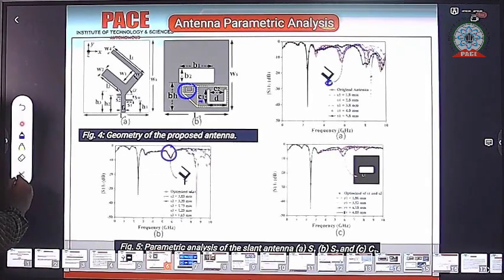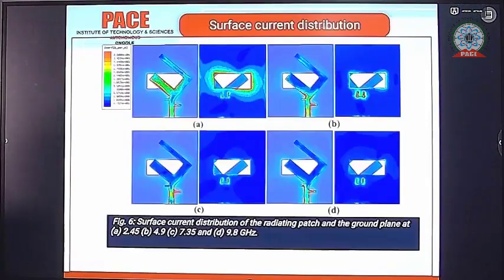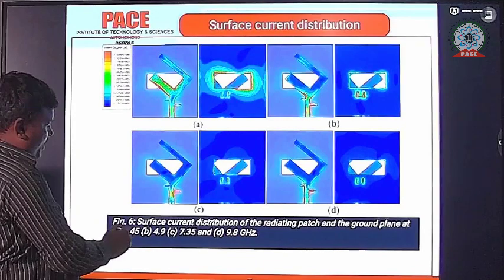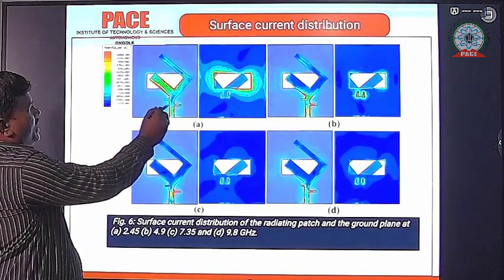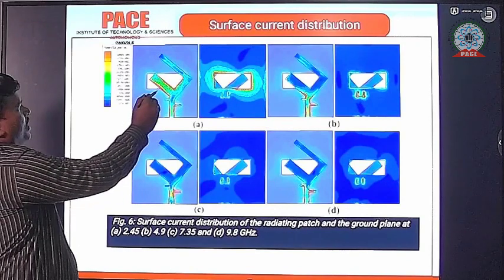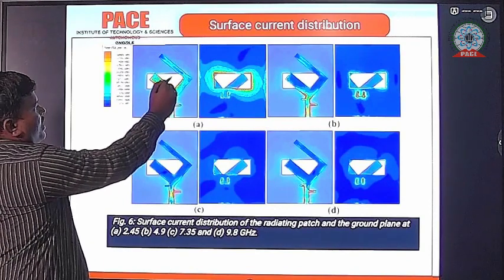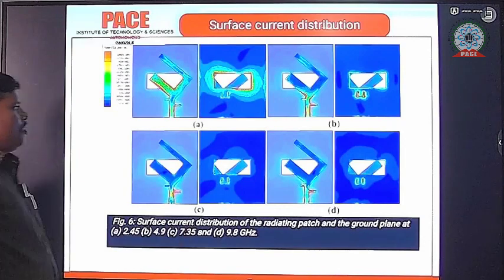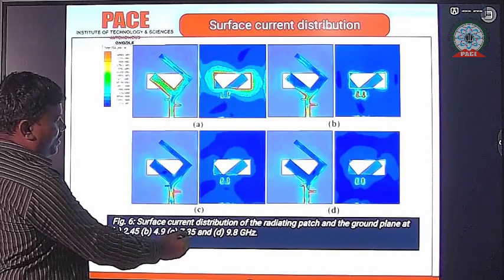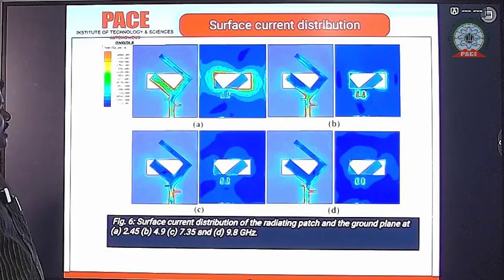Next, the surface current distribution of the proposed antenna. The antenna is designed at 2.45 gigahertz for Bluetooth or Wi-Fi application. At 2.45 gigahertz, the antenna radiates over the entire portion. The main portions are this slot, this slot, and also the ground slot. The harmonics at 4.9, 7.35 and 9.8 gigahertz have been suppressed due to S1, S2 and the DGS.